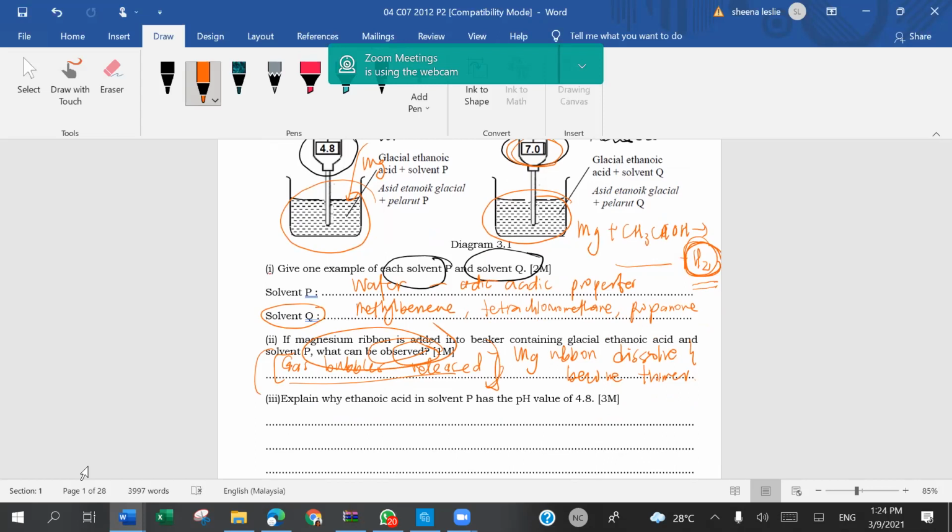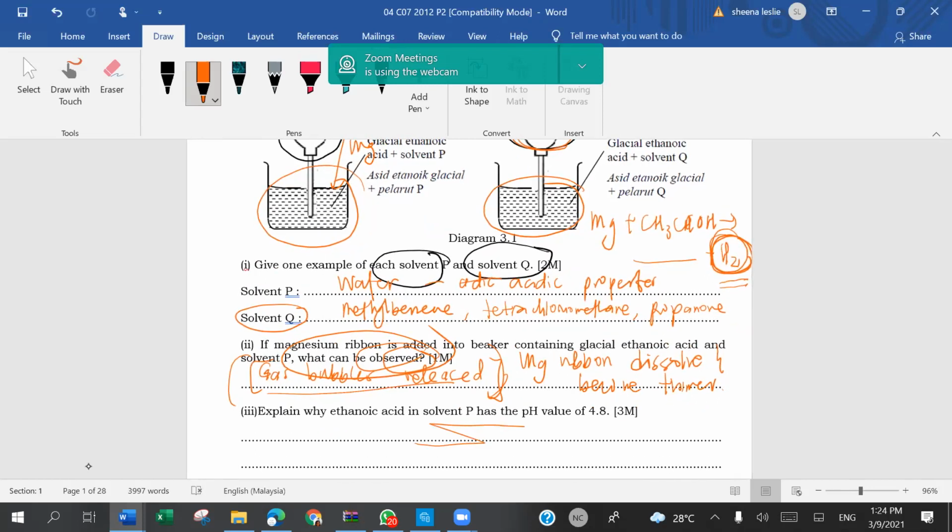Okay, why does ethanoic acid in solvent P have a pH of 4.8? That means to say, why is it acidic? Why is it not 1? Why not 3? Why is it 4.8? Ionizes partially in water. Correct.